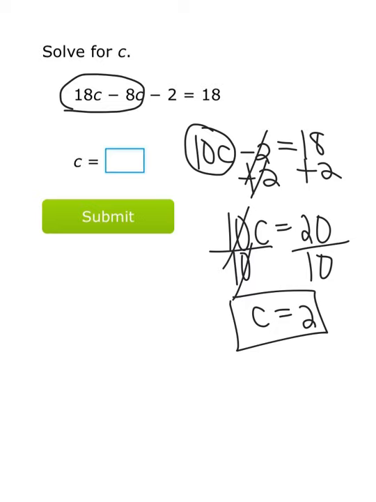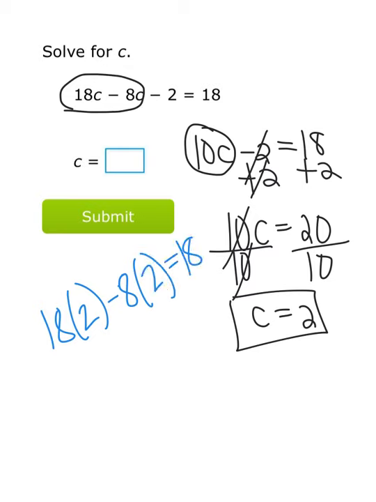Anyways, moving on to checking our solution. Plug in 2 for c. So everywhere you see a c, I'm going to plug it in. Excuse the diagonal crooked handwriting. So let's check. If I plug in 2 for c, does it equal 18? So 18 times 2 is 36, minus 8 times 2 is 16, and 36 minus 16 does indeed equal 18, so we know we did it correctly.